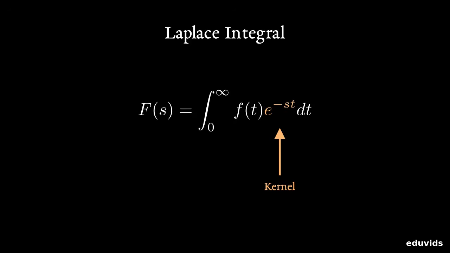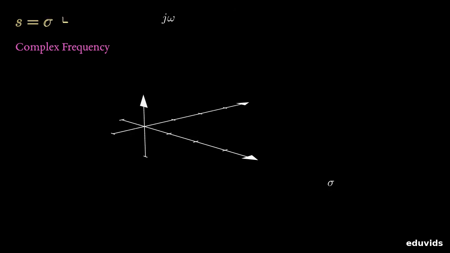The core idea is to multiply your function by something called a kernel, which is e to the power of negative s times t, and then add up all those values from 0 to infinity. This integral transforms your time function into a new function of s. Here, s is a complex number made of a real part and an imaginary part.